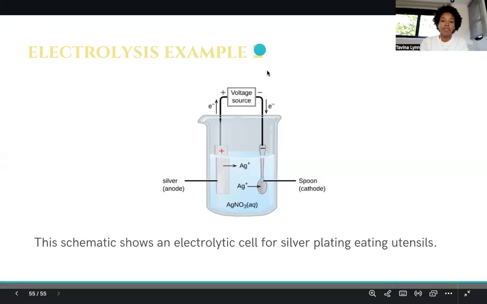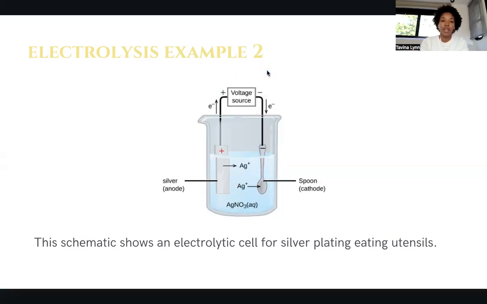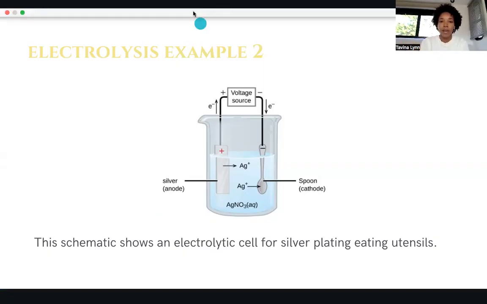So again, the main difference, I want you to just understand how electrolysis compares to, or electrolytic cells compare to, galvanic cells. All right, so we're going to pause here, and this concludes our section on electrochemistry.